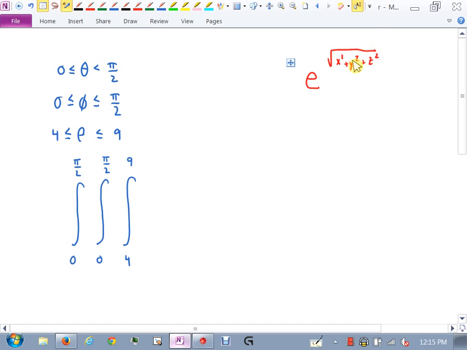But because this is spherical now, we remember the Pythagorean identity for spherical, which says x squared plus y squared plus z squared is rho squared. So this is the square root of rho squared, which means this is just e to the rho, assuming rho is positive. And then, because we went to spherical, what always pops in? Rho squared sine phi, right?